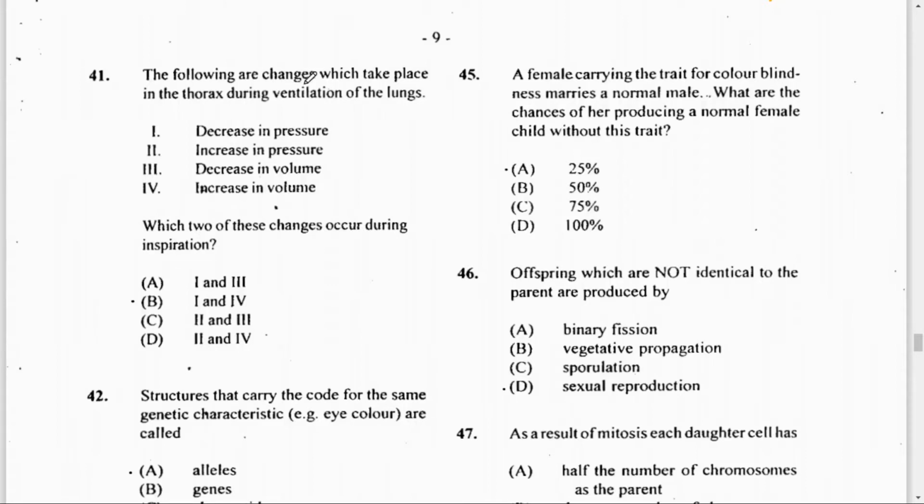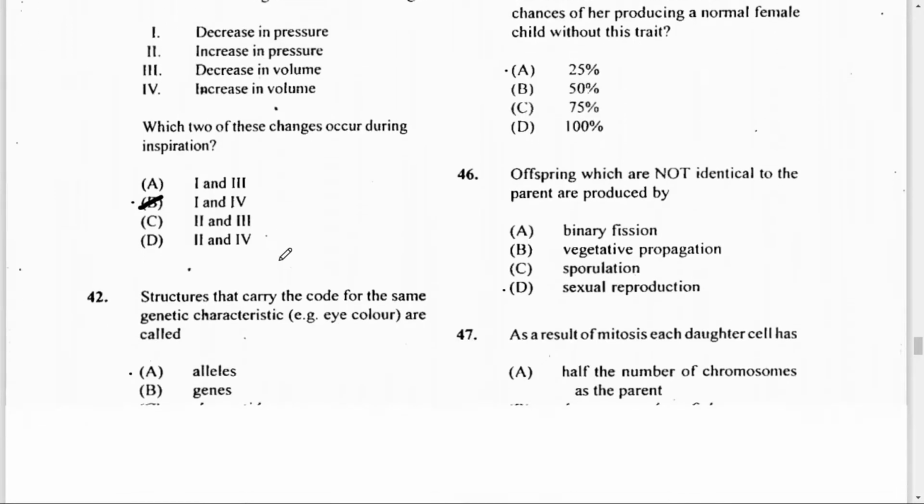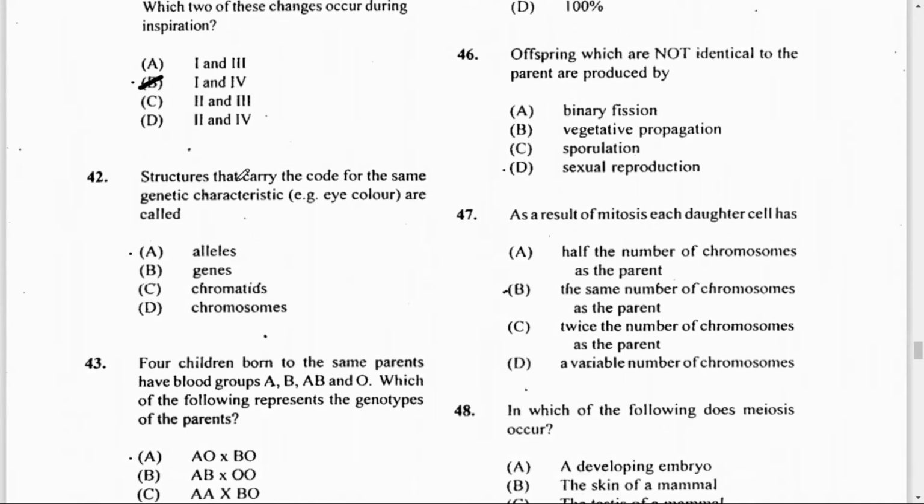The following are changes which take place in the thorax during ventilation of the lungs. Which of these two changes occur during inspiration, or in other words, inhalation? So the answer here is B: decrease in pressure and increase in volume. Number 42, structures that carry the code for the same genetic characteristic, for example eye color, are called alleles. Alleles are variant forms of the same gene.